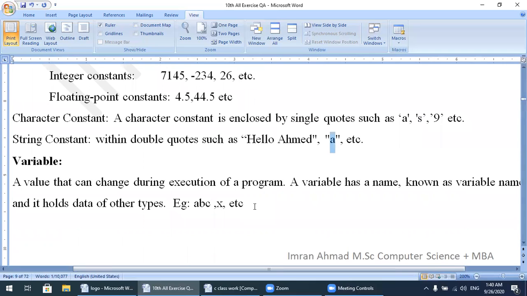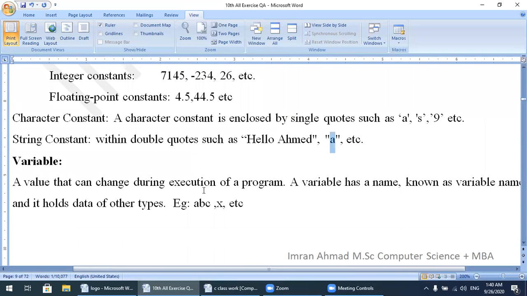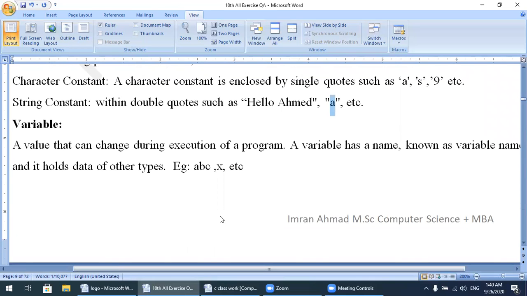Same question, next topic, variable. Because the question was to differentiate between constant and variable. Now, what is the definition of variable? In mathematics, you define anything which can change its value as a variable. But in computer language, its definition is the same, but a little bit different: a value that can change during execution of a program.